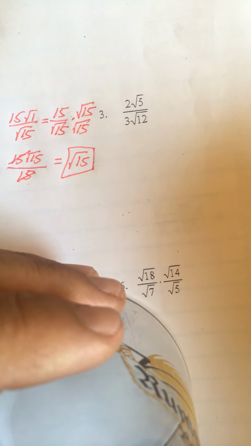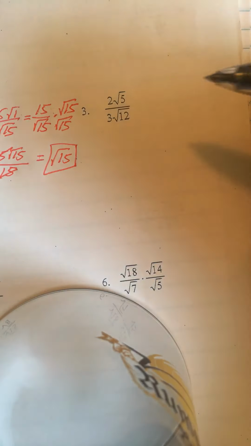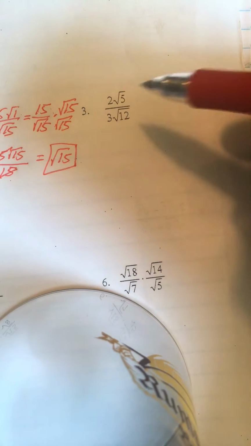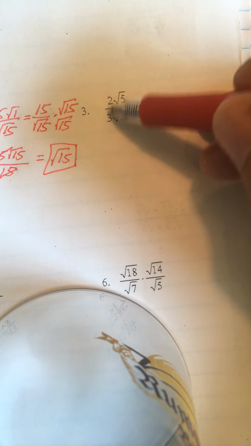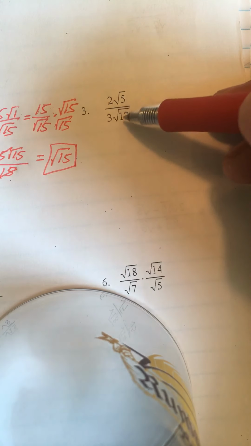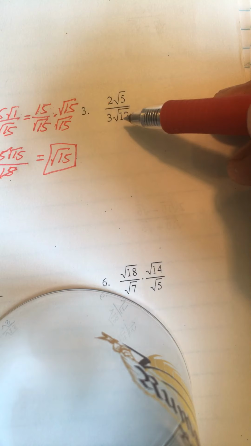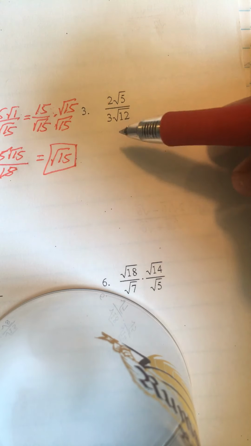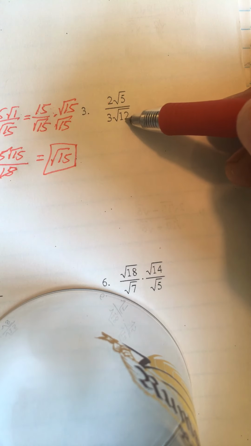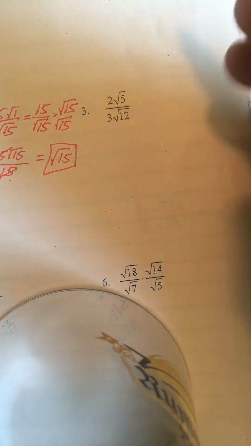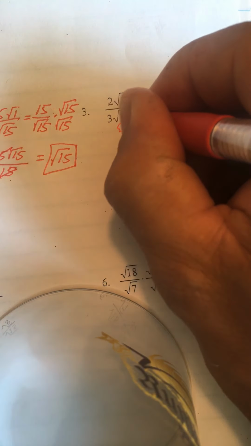Okay, so moving on, taking a look at this one represents a little bit of an issue. The 2 and the 3 here can't be reduced. The 5 and the 12 can't be reduced. So we've got to get rid of this radical. I do notice that 12 we can break down. We can think of 12 as 4 times 3.